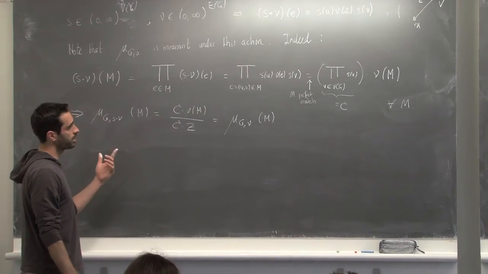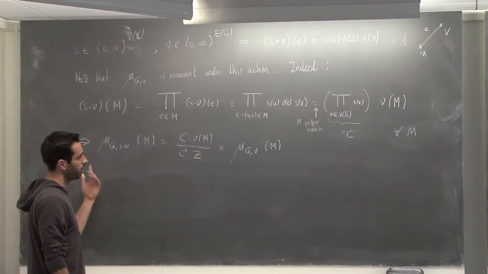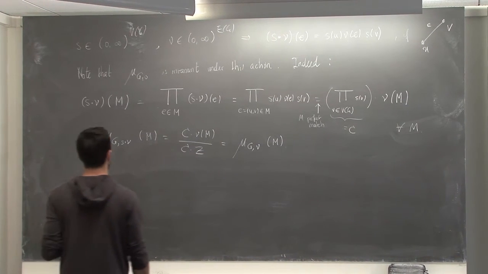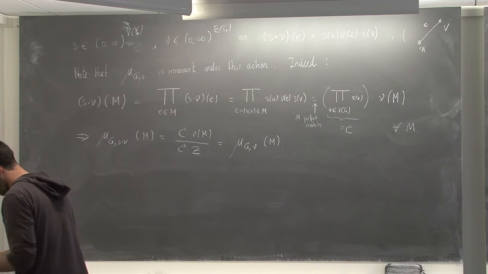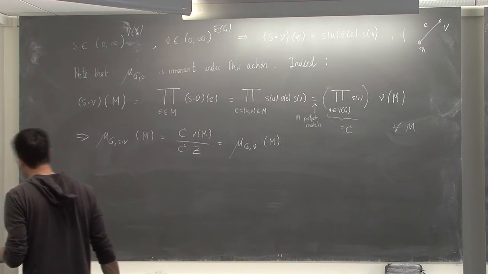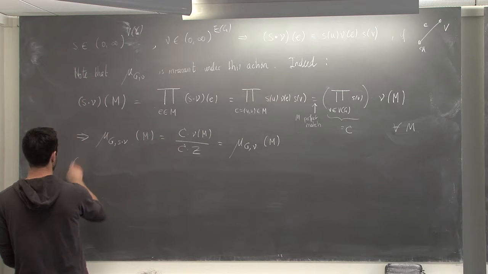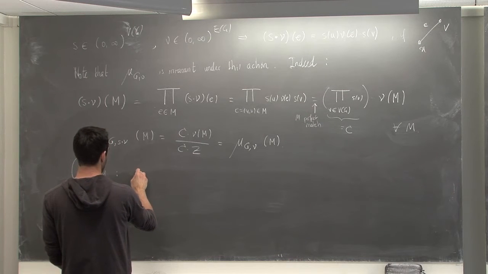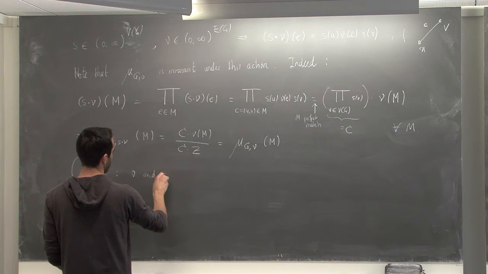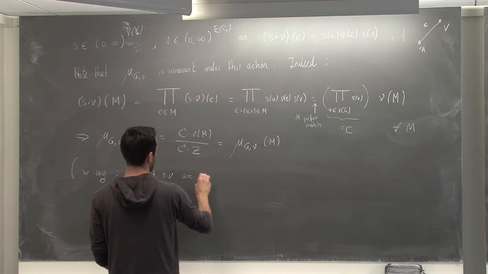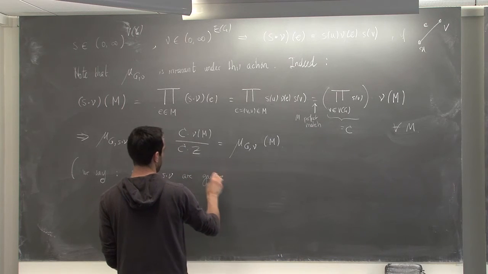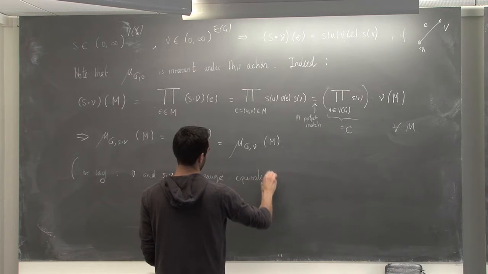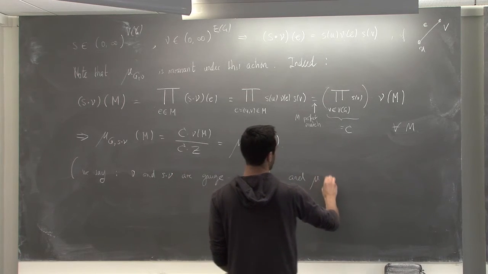The vocabulary for this is, the measure is gauge invariant, invariant under gauge transformation. And one says also, okay, vocabulary, we say nu and S times nu are gauge equivalent. That's just terminology. And the measure mu is gauge invariant.